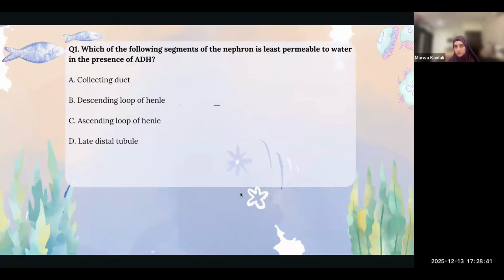Okay. Anyone else would like to answer? Okay, good job. Yes, so it is C. So here they're just trying to trick you and think of ADH. Oh, is it going to be the late distal tubule or whatever? But no, no matter what happens, the ascending loop of Henle is always impermeable to water. Okay.